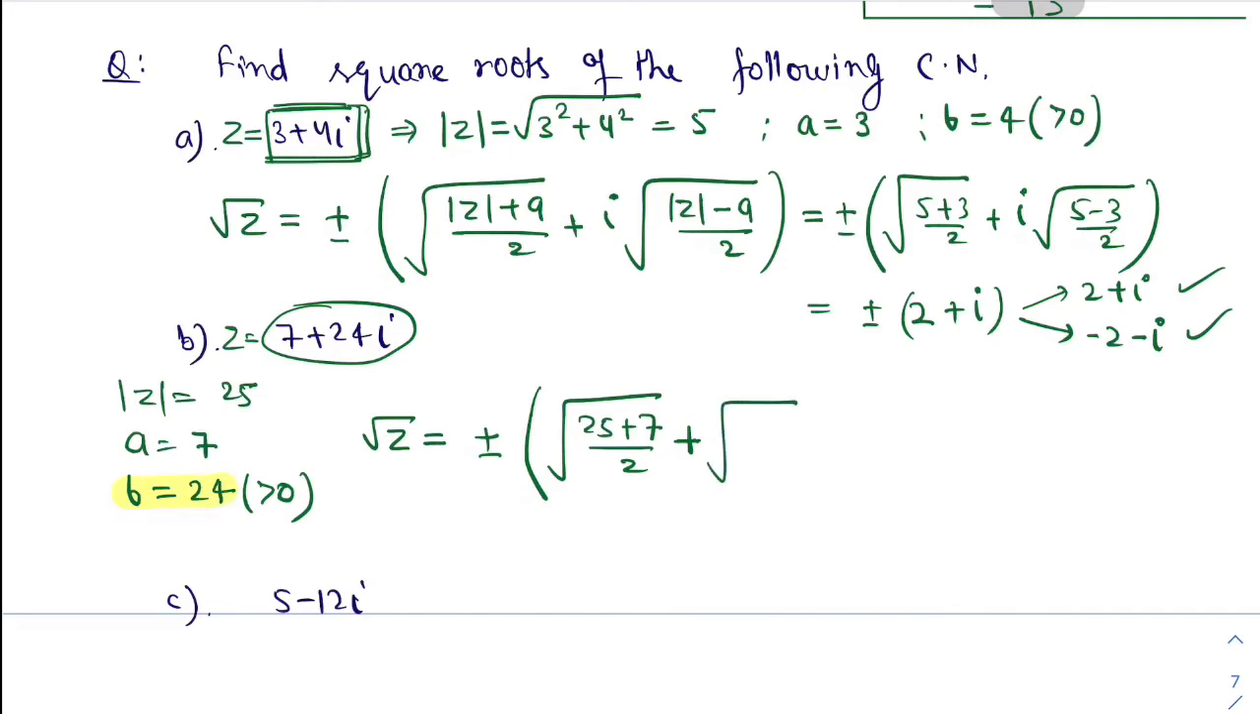Again root of mod z minus real part upon 2. Okay, it will be plus minus root of 25 plus 7 is 32 upon 2 is 16, root 4, plus iota root of 25 minus 7 is 18 upon 2 is 9, root 3 iota. Okay, so again we get two answers. One is 4 plus 3 iota, other is minus 4 minus 3 iota.